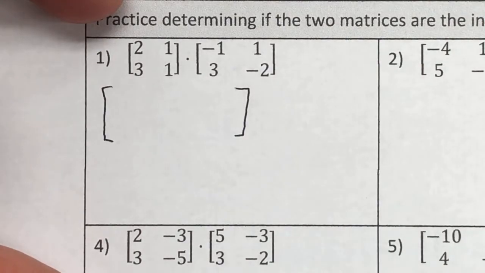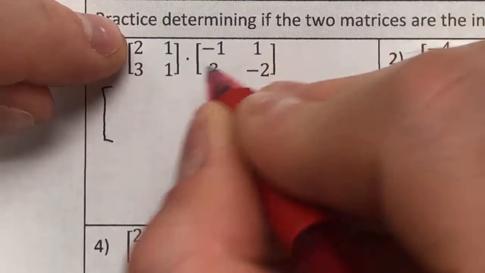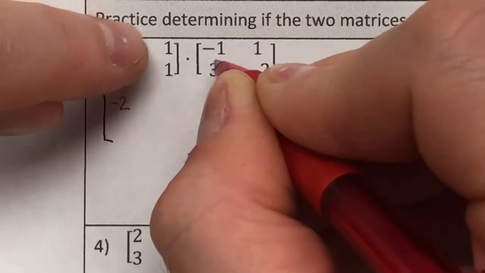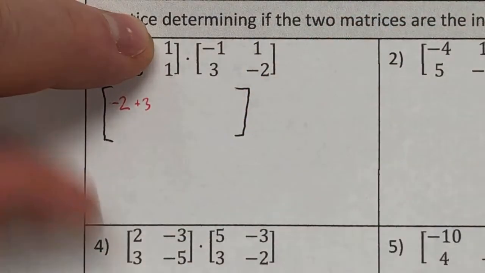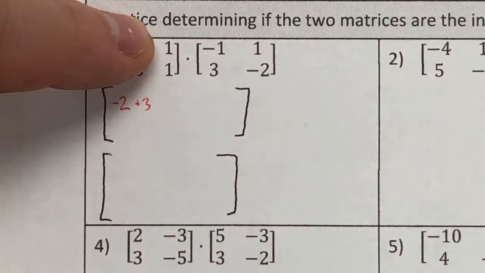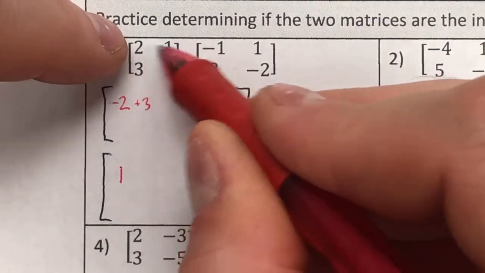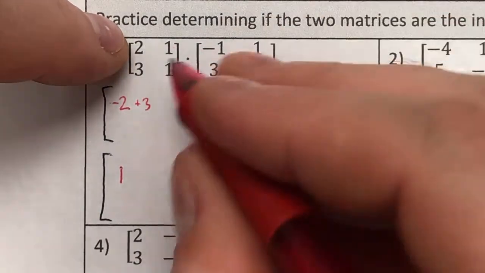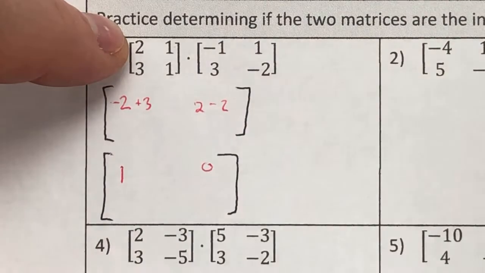If we look at the top row, first times first, that will give us a 2 times -1 is -2. 1 times 3 is 3, which will give us the answer of 1. If I look at the first row in the second column, that will give us a 2 minus 2, which is a 0.